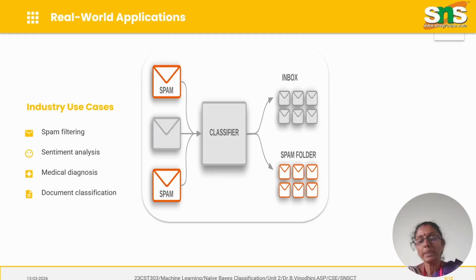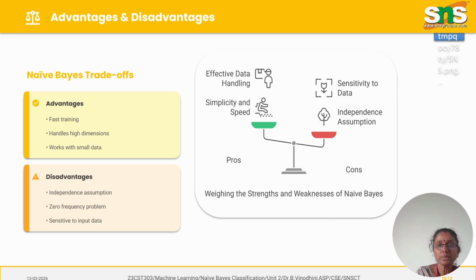The real world applications of Naïve Bayes classifiers are spam filtering, sentiment analysis, and medical diagnosis. These are the applications where we use the Naïve Bayes classifier. We already know the prior probability, and based upon that, we can find the posterior probability. The advantages of using Naïve Bayes are that it handles data effectively, and it has simplicity and speed. These are the main advantages of using the Naïve Bayes classifier in classification problems. It also works well on small sets of data.